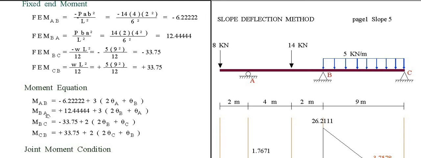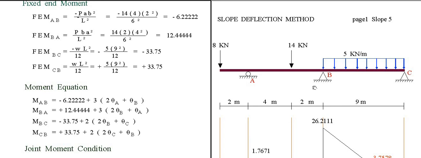Next, the moment BA is stiffness fixed end moment of 12.44. Then the K of AB is 3 times 2 theta B plus theta A. B first, then A.